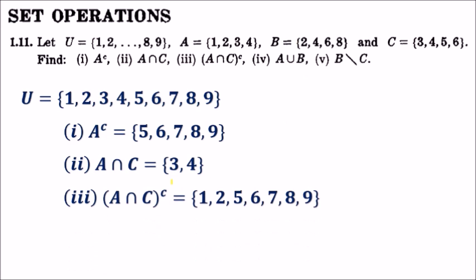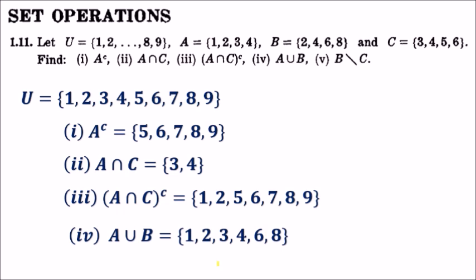And for the third one, the complement of A intersection C. Dahil nakita na natin sa number 2 na ang intersection ng A and C ay set with elements 3 and 4, ibig sabihin, lahat ng wala dyan na nandun sa universal set, yun yung complement ng A intersection C. So dahil 3, 4 lang yung nandito sa A intersection C, the complement of A intersection C is a set containing the elements 1, 2, 5, 6, 7, 8, and 9.